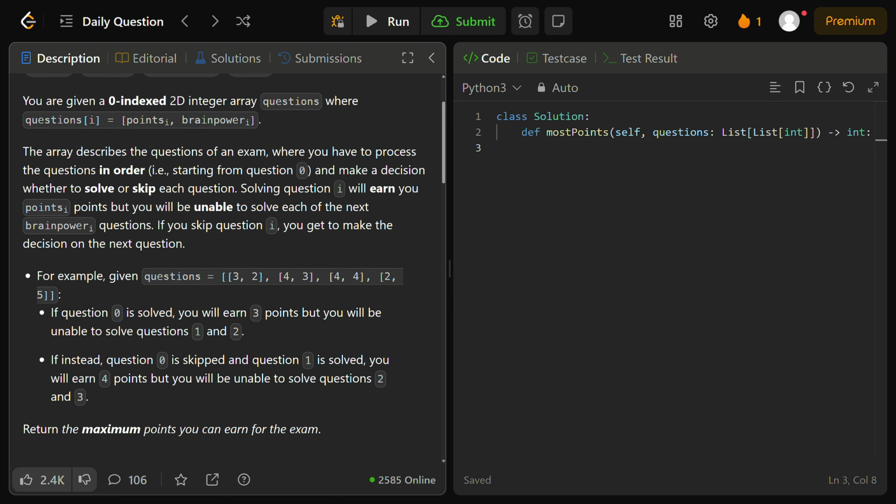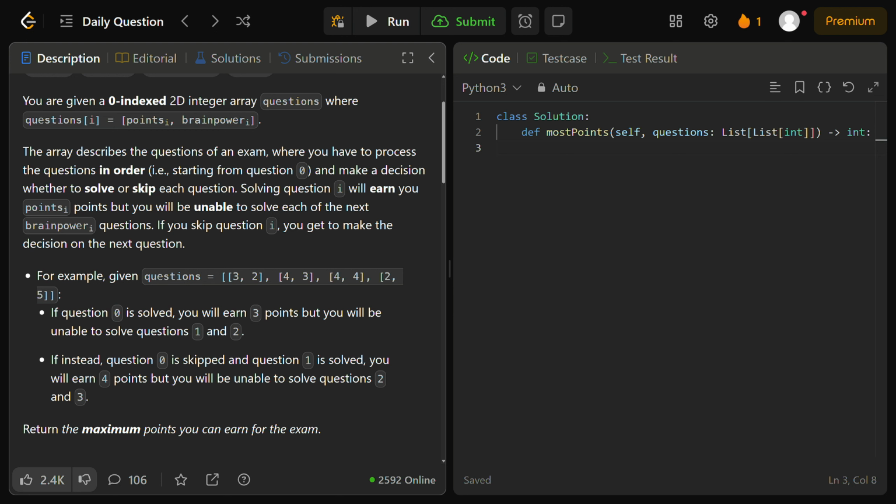Now, solving question I is going to earn you points sub I points, but we will be unable to solve each of the next brainpower sub I questions, meaning we have to skip all of the questions after that specific index, and the number of questions we skip is determined by brainpower at that index. If we skip question I, however, we can simply move on and make the decision on the next question. We just don't actually solve the current question at index I.